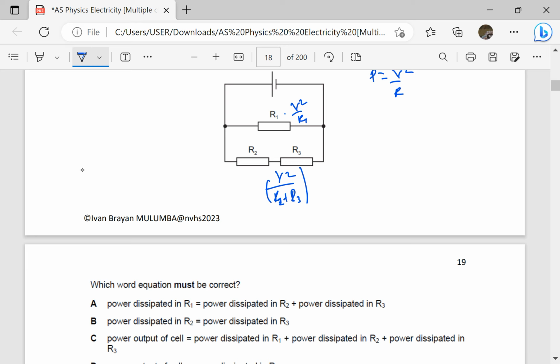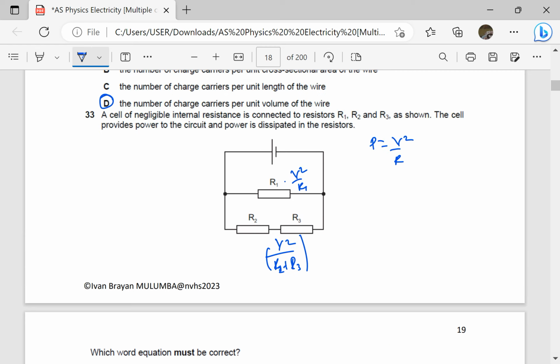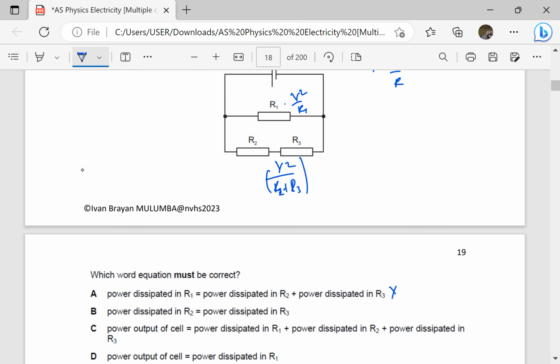That is not true. Power dissipated in R1 is V squared over R1. Power dissipated in R2 is V squared over the sum of the resistances, and I don't think that power is going to be the same. Which word equation must be correct? Is there a negligible internal resistance? Okay, so this is not going to be correct.